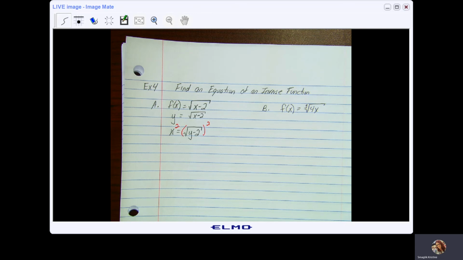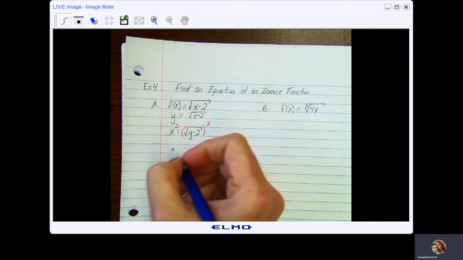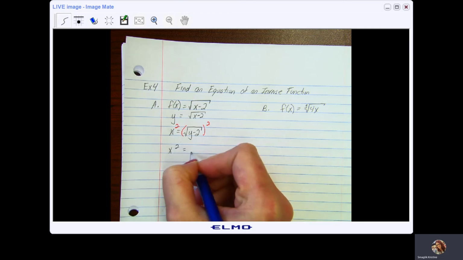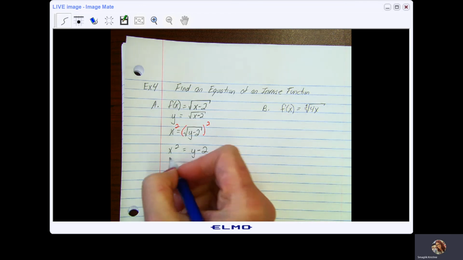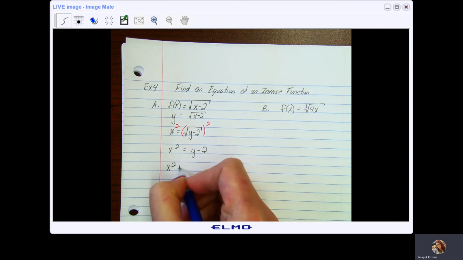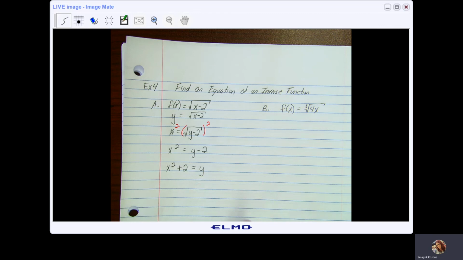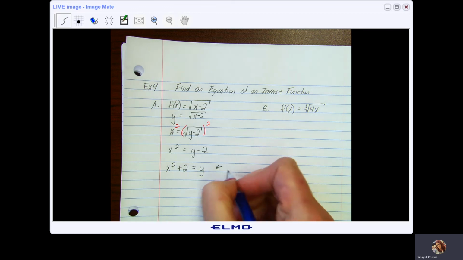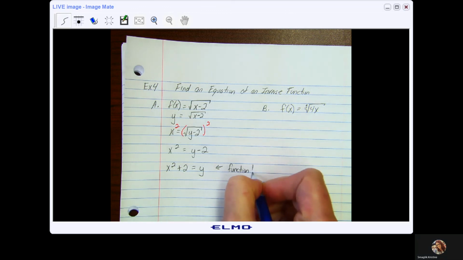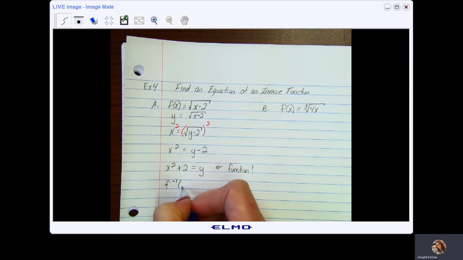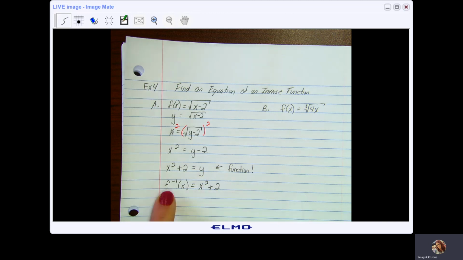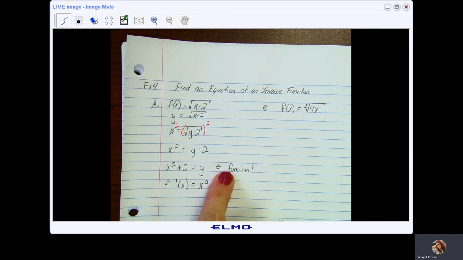And I'm going to square both sides. So I now have x squared equals y minus 2. I'm going to add 2 to both sides, and I get x squared plus 2 equals y. So now notice this is a quadratic, and quadratics are functions. So again here, I'm going to write this using my inverse notation. So the inverse of f of x equals x squared plus 2. You can only use this notation if it is in fact a function.